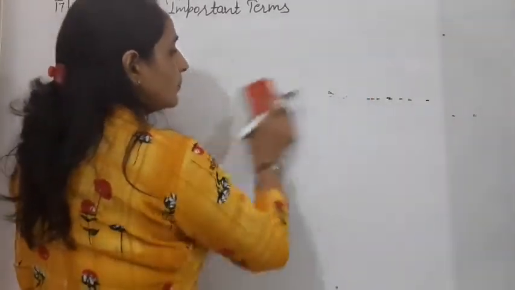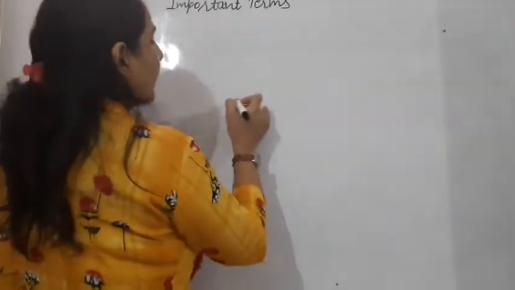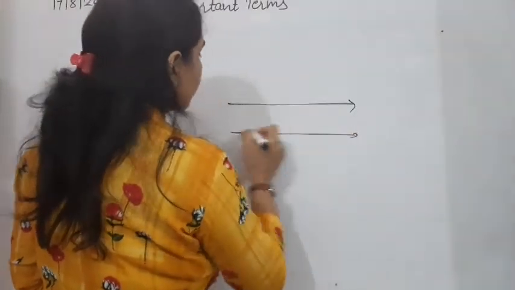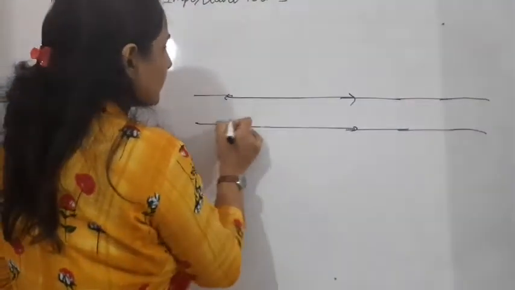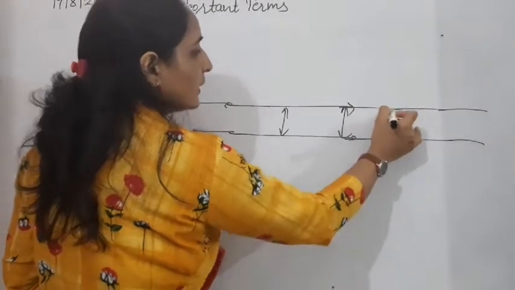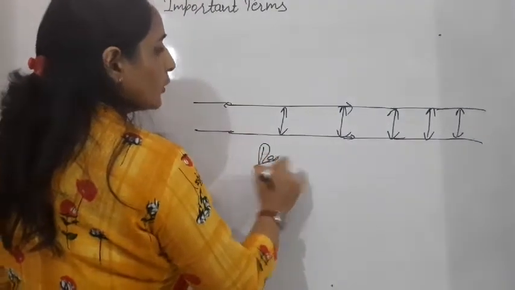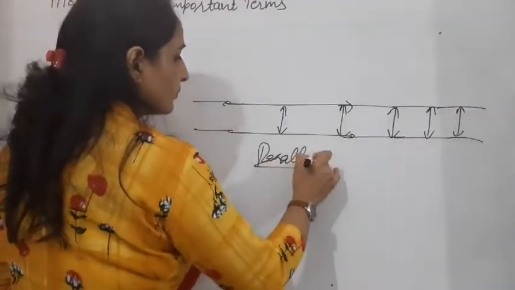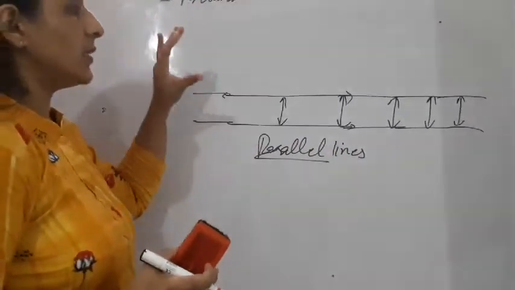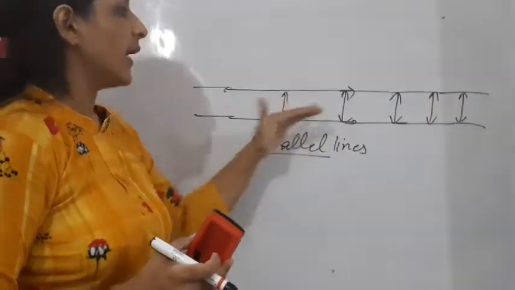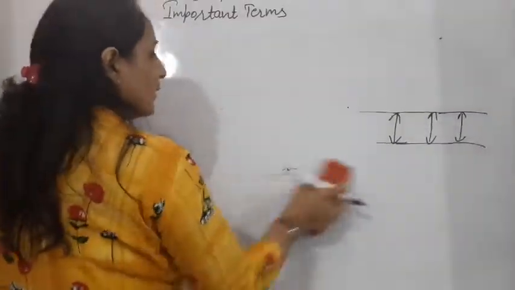The next one is parallel lines, after point, line, line segment, ray. Clear? These are the parallel lines. They are moving in this direction, or you can say this direction, but the distance between them is always the same. Clear? These are called your parallel lines. They are not intersecting anywhere. Clear? Or you can say they are not crossing each other anywhere. These are the parallel lines.